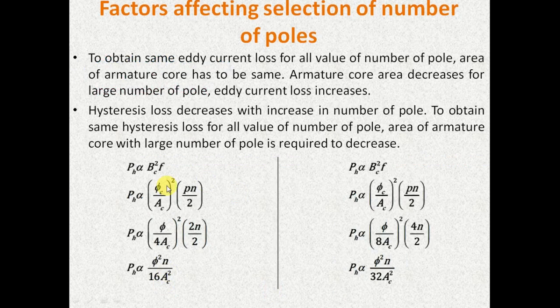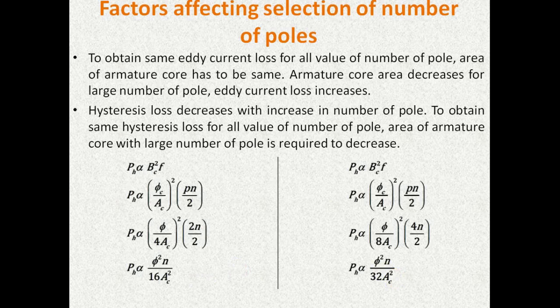Similarly, the relation for hysteresis loss is also given here. After making suitable substitutions, we will be able to obtain the final relations in these two forms in the case of 2-pole machines as well as 4-pole machines. From these relations, it's very clear that the value of hysteresis loss decreases with increase in number of poles. Comparing with the 2-pole machine, in the case of a 4-pole machine, the value of hysteresis loss is small.